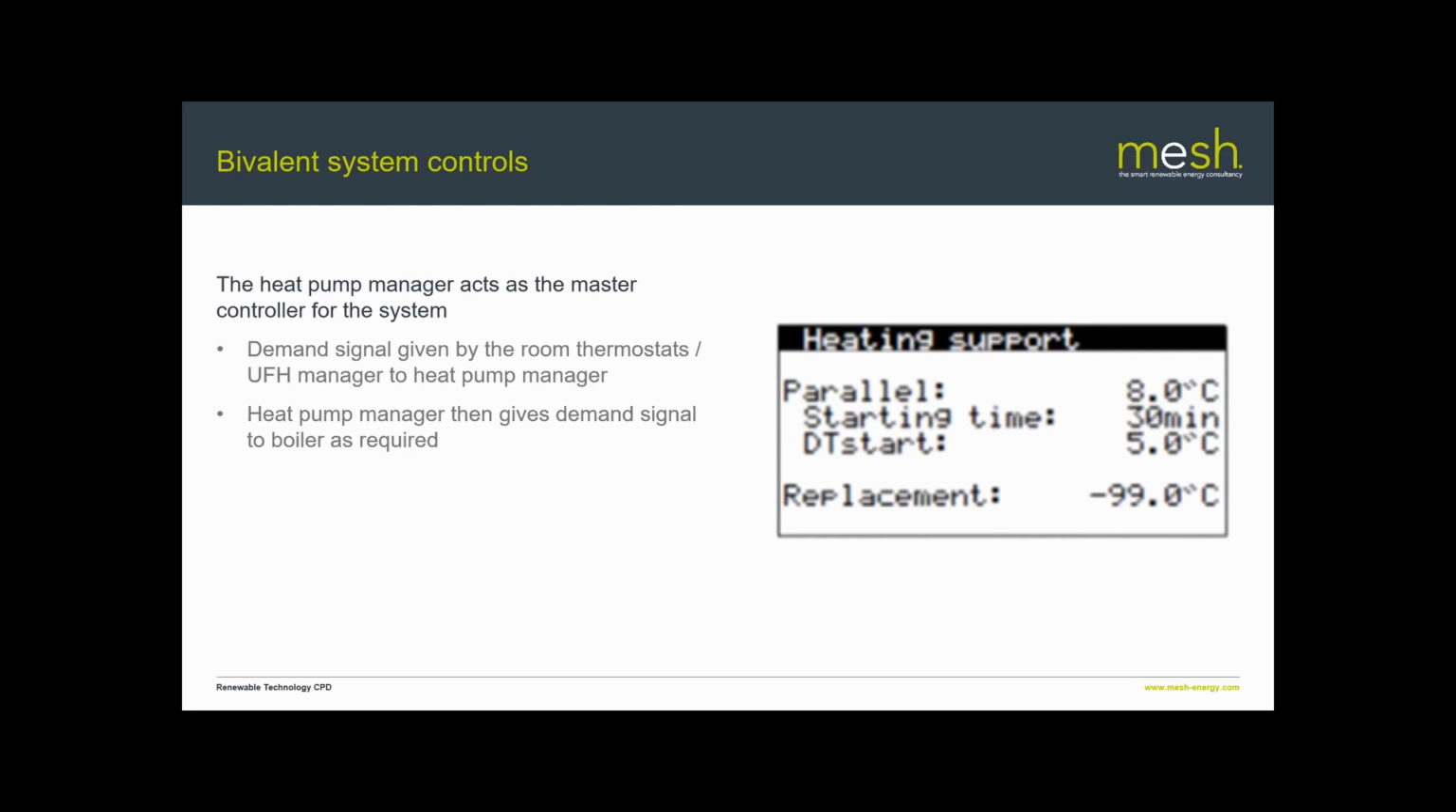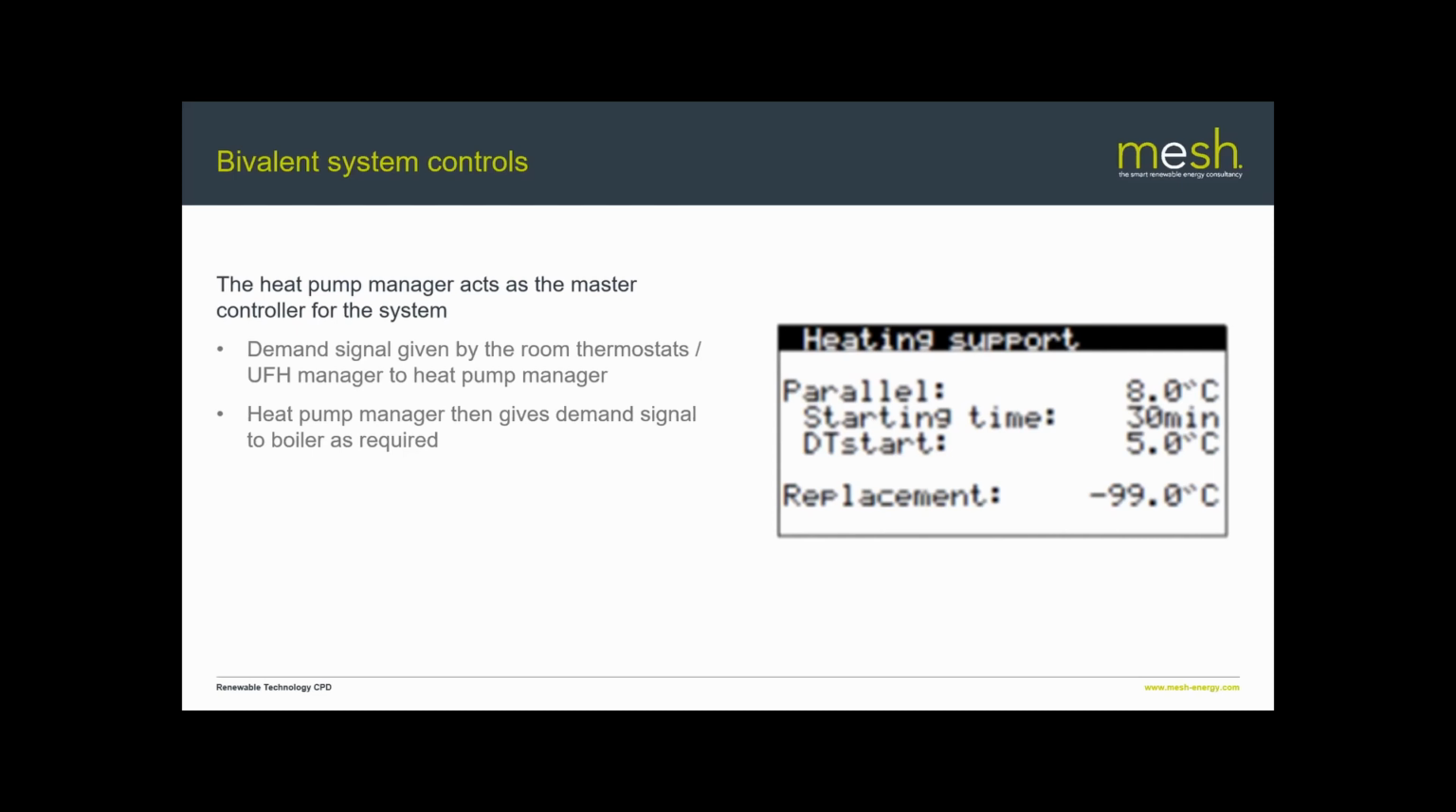You'll see here it also allows for a bivalent alternative system, what they call a replacement system, so the boiler replaces the heat pump. But in this case, it's been told that it will never get to that situation because it's been set to -99. So it will never replace the heat pump with the boiler.